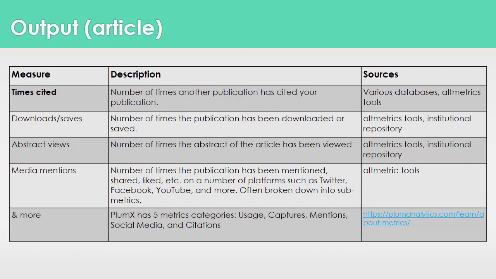Switching gears to the output level metrics, we will take a look mainly at how we know articles have been read, discussed, and reused. While we'll touch briefly on the other types of outputs, articles are still the most easily tracked, and technology is allowing for new ways of doing so. Most traditionally, we look at how many times an article has been cited by other scholars.